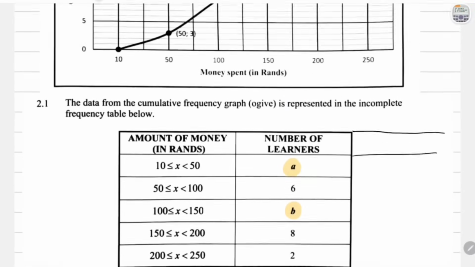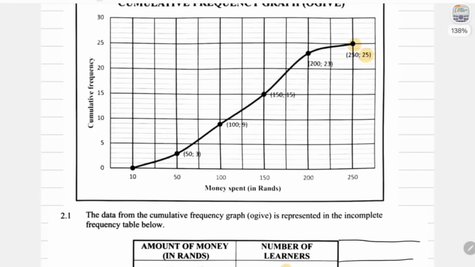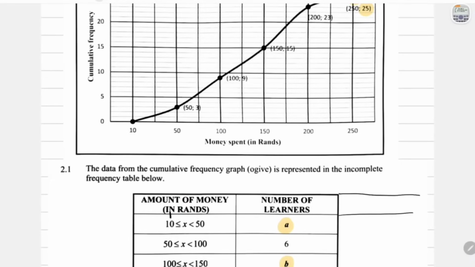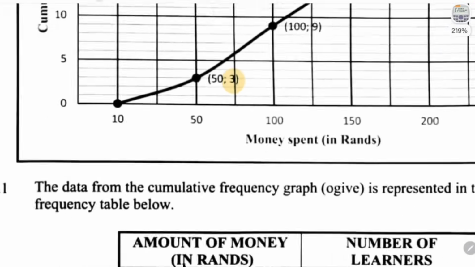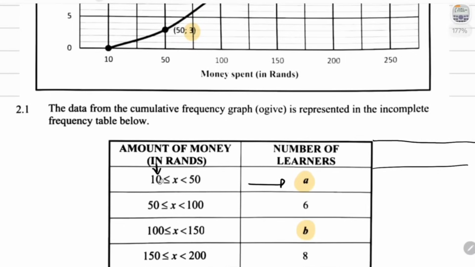So A is going to be super easy to find, because how the ogive goes is it starts at 0. Like I always explain there, okay? Whatever value you have here, see, 10, that one, its Y value must be 0. And then when we go to the next point, 50, that's going to be the Y value that you have there. So as you can see, the Y value here is 3, and that's how we know exactly what A is. Okay, A is 3. So it means there were 3 learners that spent between 10 Rand to 50 Rand at that theme park. So that is 3 over there.